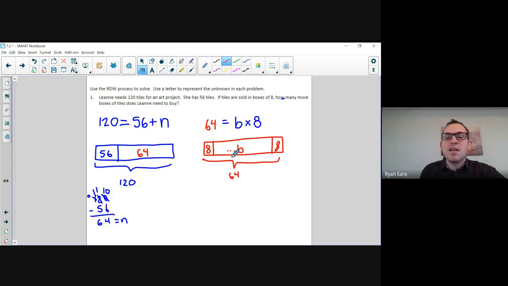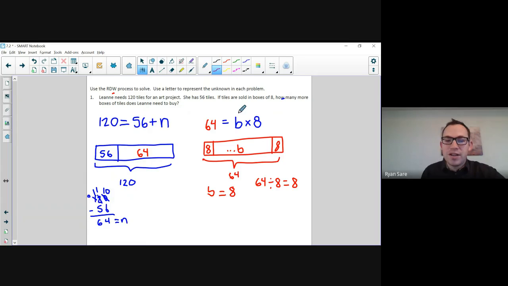Counted 8 times. So I would need 8 groups of 8 in order to get there. So in this case, B is going to be equal to 8. And I know that because we ended up doing 64 divided by 8. We saw how many times we would count by 8 to get there. So this is just showing some extra work.